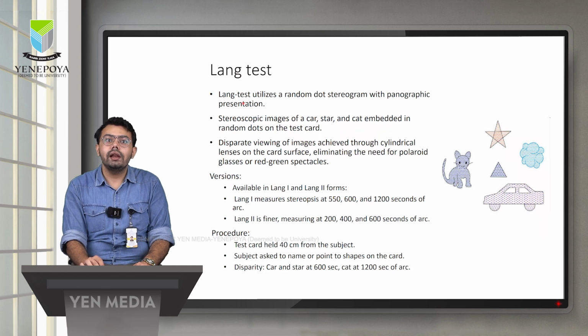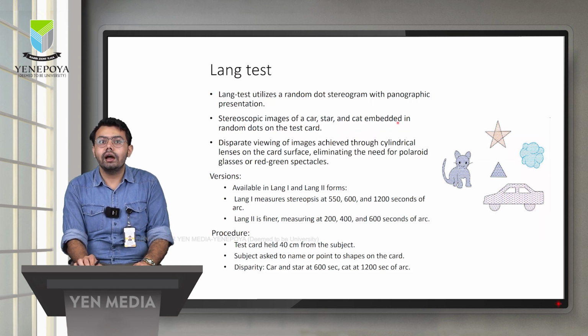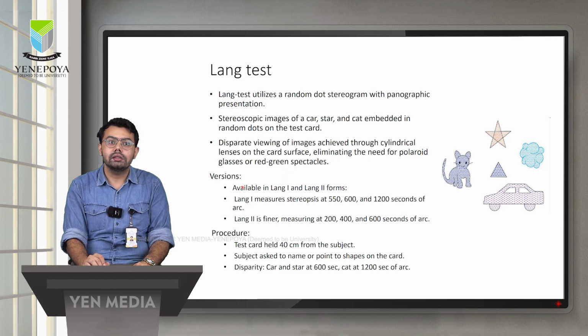The Lang test. The Lang test utilizes a random dot stereogram with panographic presentation. Stereoscopic images of a car, star, and cat are embedded in random dots on the test card. Disparate viewing of images is achieved through cylindrical lenses on the card surface, eliminating the need for polarized glasses. So no polarized glasses are required for this test, as we have seen in the TNO test or the Titmus fly test. It is available in 2 forms, Lang 1 and Lang 2.